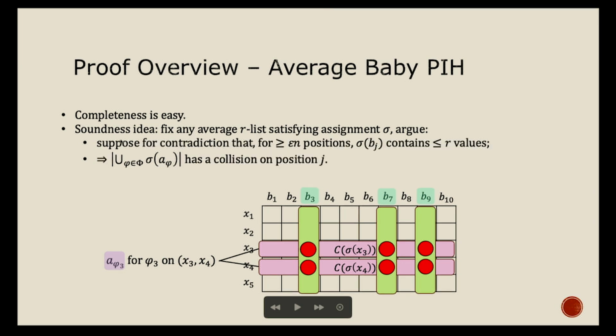Okay, so suppose for contradiction that for more than epsilon n many positions, sigma Bj only contains at most R values. Then we can argue the collection of A parts has a collision on position J. Then by our previous lemma on the collision number, it must have picked more than some root 2 epsilon over delta many codewords from the A part.